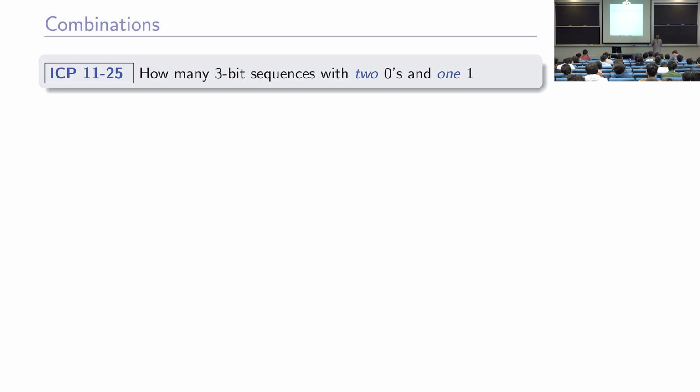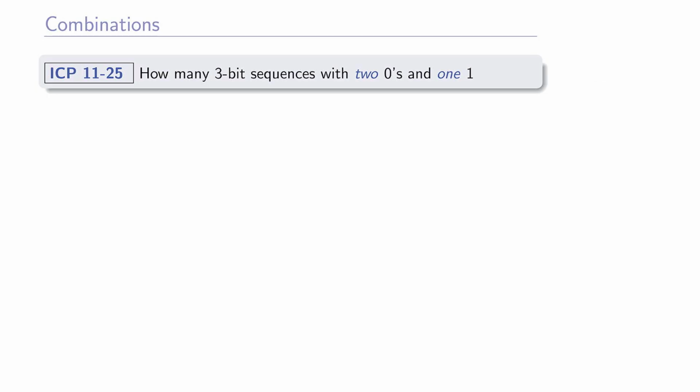Okay, so how many 3-bit sequences are there with 2 zeros and 1 one? Can you just name a few of these 3-bit sequences? Binary sequences of length 3. Which ones are there? 2 zeros and 1 one. 0 0 1. 1 0 1. Is 1 0 1 a valid thing? Yes. 0 1 0. 1 0 0. There are 3 of them, right?